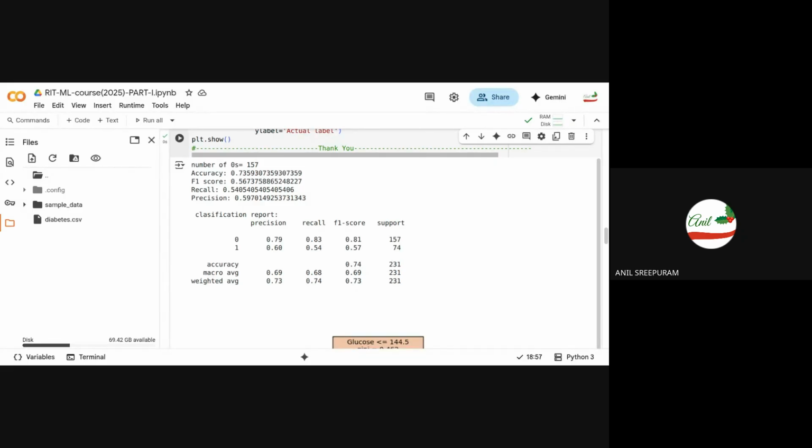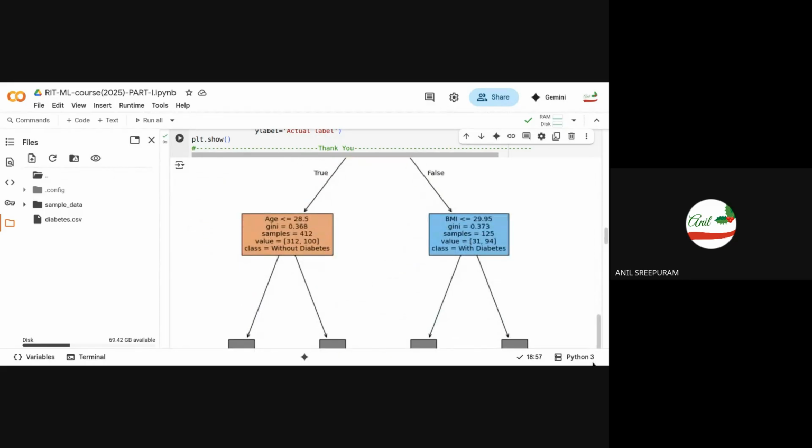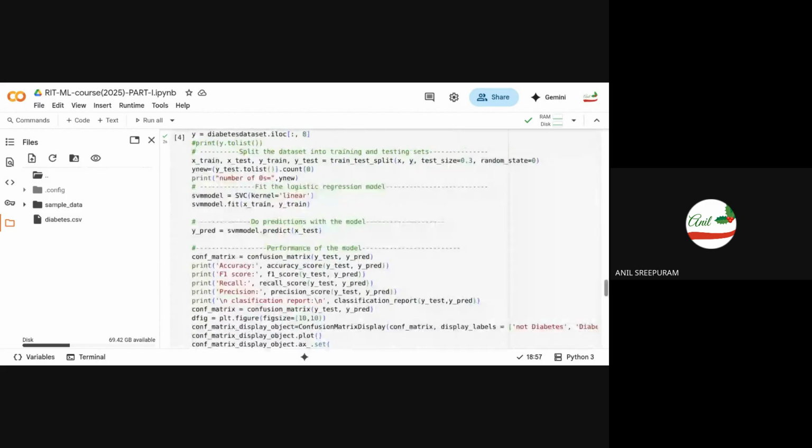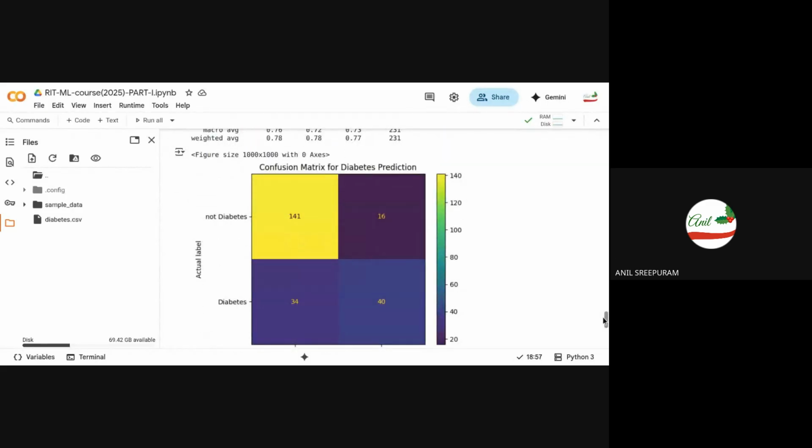That means, compared to the previous model, the non-diabetic prediction is not as accurate in this one. That is, the non-diabetic category prediction is not that good in comparison to the previous model, that is the logistic regression. This is what is actually shown here. And you see your confusion matrix also, you can see that situation.